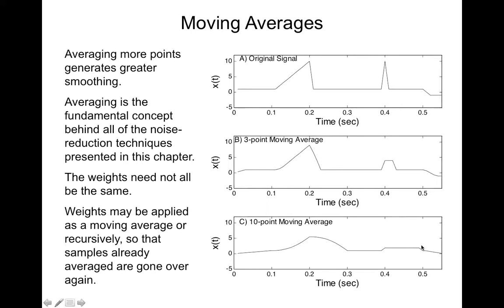Now, it's also possible, rather than having evenly weighted components in this average, to make a weighted average. So for example, maybe your n minus 2 point shouldn't carry quite as much weight as your n minus 1 point, and you don't want that to carry quite as much weight as your n point. You can accomplish that by weighting the values in that weighted average or moving average filter.